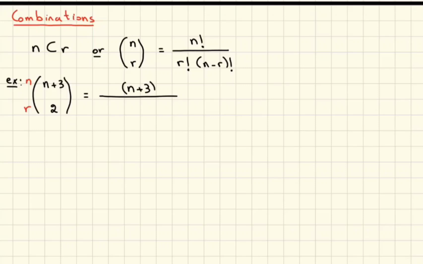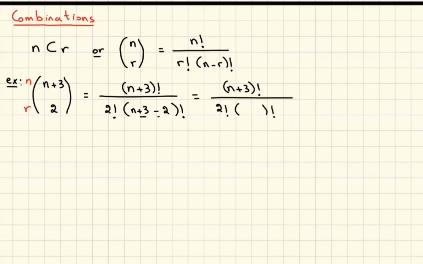So I will write (n plus 3) factorial over r factorial, which is 2 factorial in this case, multiplied by (n minus r) factorial. n in this case is n plus 3, and r is 2, so we write minus 2. And I don't forget the factorial. That equals (n plus 3) factorial over 2 factorial times, and let's simplify this factor. So plus 3 minus 2, we get plus 1. Now, do I stop here? No, we need to simplify.